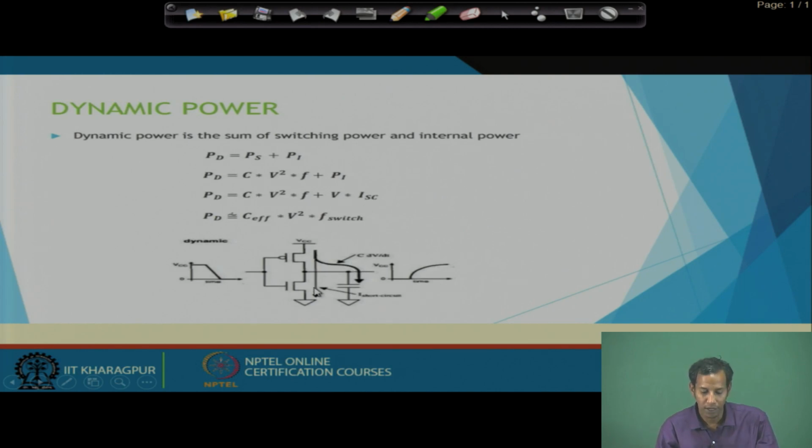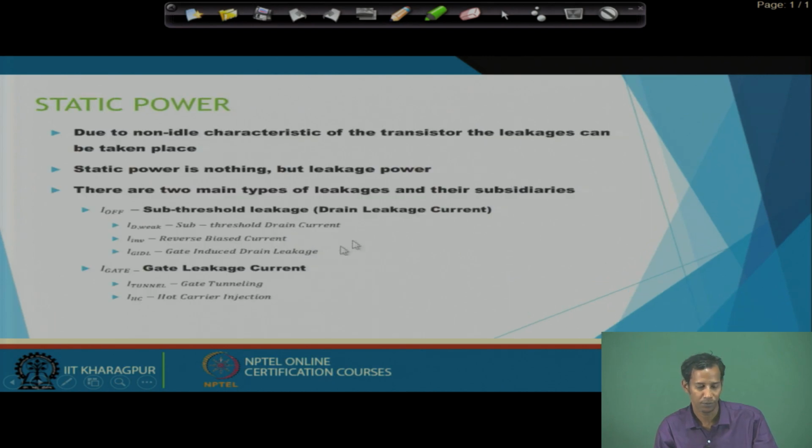This short circuit current arises whenever you have a power to ground connection for a short time. That creates the short circuit current, and because of it you get voltage times short circuit current as the internal power source.